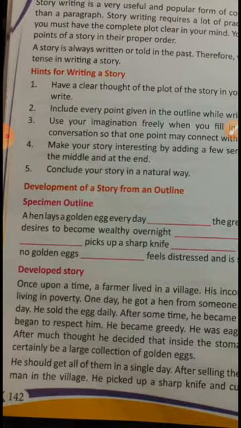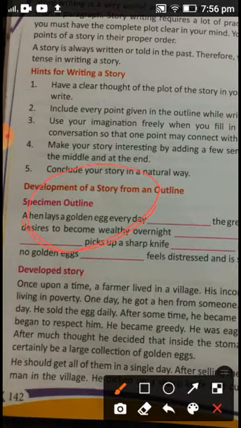Okay, so for example students, here it is already given that a hen lays a golden egg every day. First they gave you that outline, this one, and then they completed the story here. Same we are also going to do. There are four stories on page number 143. So first we will start.